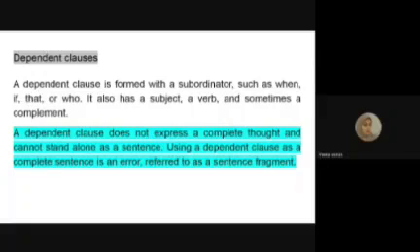So a dependent clause does not express a complete thought and cannot stand alone as a sentence. Using a dependent clause as a complete sentence is an error, because there will be a sentence fragment because the meaning is incomplete. So when you write dependent clauses, that means when you start with the subordinator, subject, verb, and the complement, you make sure that you have to attach it to another independent clause to complete the meaning. Okay, you cannot write dependent clauses as sentences.